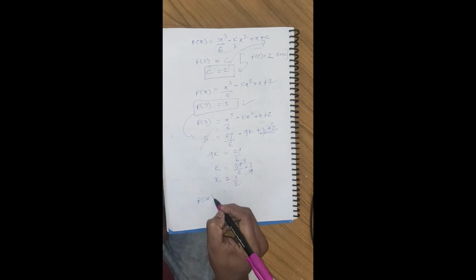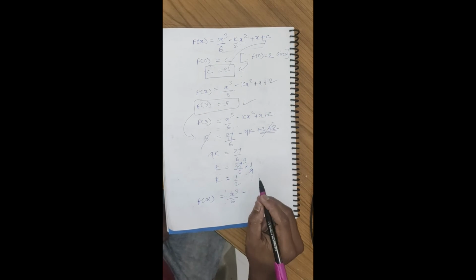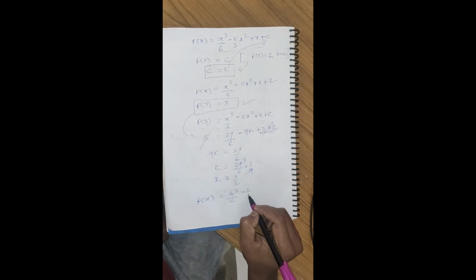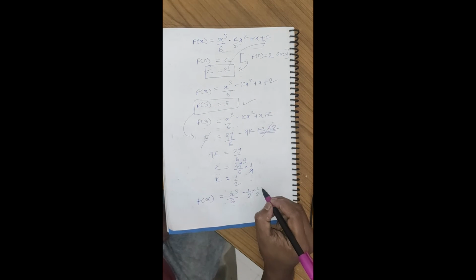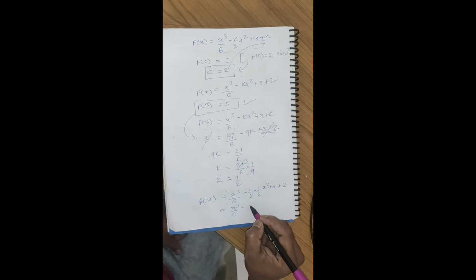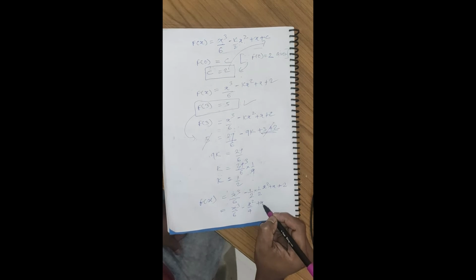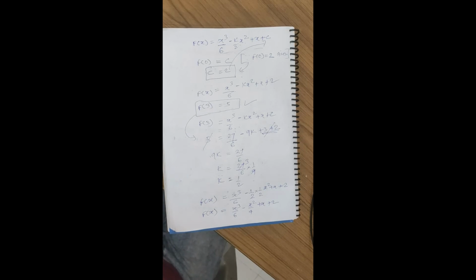So ultimately the function will become, just replace all the values, x cube by 6 minus 1 by 2, and there was another 1 by 2 over there directly, so I have to write it as well, x square plus x plus c is 2, right? So that will make this x cube by 6 minus x square by 4 plus x plus 2. This is your f of x. So this is, I guess, an end to this exercise.